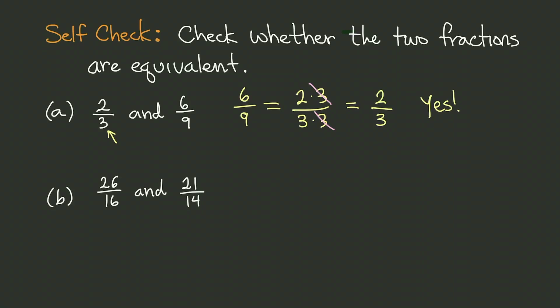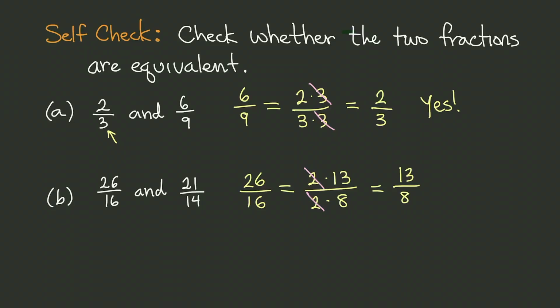Now let's look at the second pair. Starting with 26 over 16, let's think about how these factor. 26 can be written as 2 times 13, whereas 16 can be written as 2 times 8. So now we can cancel out the 2's, and we have 13 over 8. 13 is a prime number, so that can't be reduced anymore.